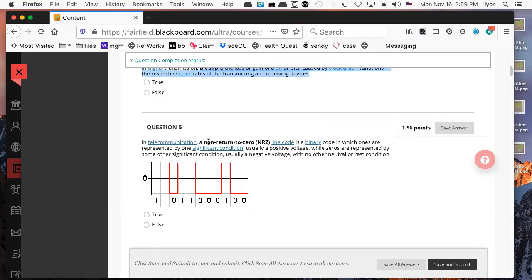This is a so-called non-return to zero line, and that's a binary representation. Usually you use a positive voltage and then a negative voltage. You don't go to zero. That's why they call it non-return to zero. And on average, if the number of zeros and ones is the same, you would not expect this to have any particular DC bias. So that would be a sort of neutral thing. So the answer to that question would also be true.